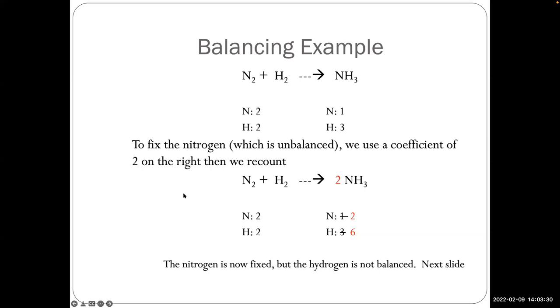So I put a two here. Now we're going to recount. I left the old numbers there and crossed them out. So I still have two and two on the left. But now I have two nitrogens, but I have six hydrogens. See that? Two times three. So what I've done is I fixed the nitrogen problem, and now the hydrogen's messed up. So now we have to fix the hydrogen. We'll go to the next slide.